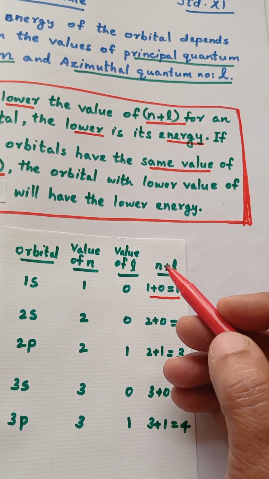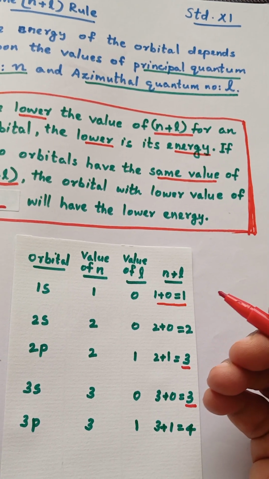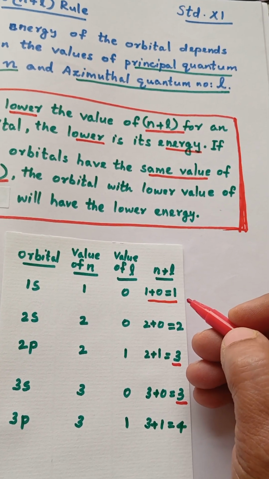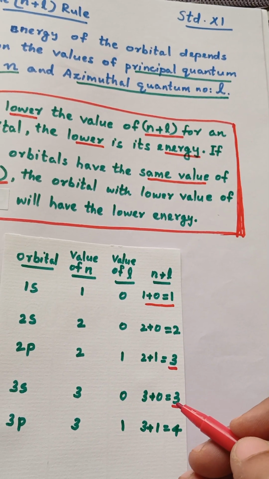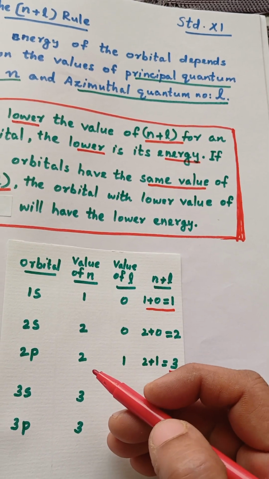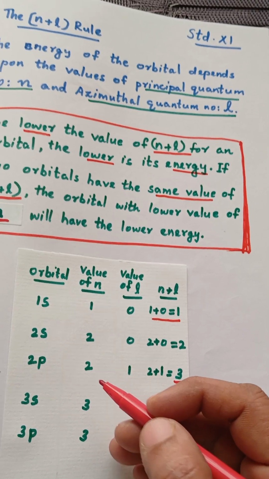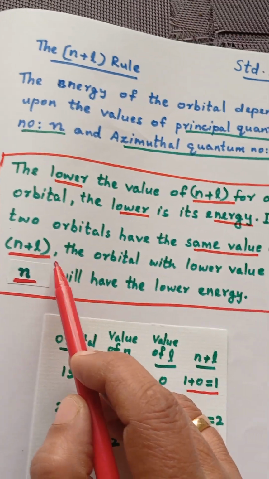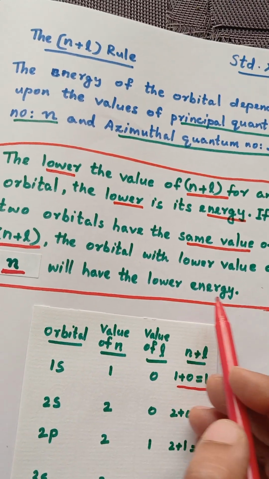If the n plus L value of one is greater and the other is smaller, we know that the one with the smaller number will have smaller energy. N plus L, if it is smaller, it will have lesser energy. But if the n plus L values are the same, then we have to look at the n. What is the n value? The energy will depend on the n value. That is, if two orbitals have the same value of n plus L, the orbital with lower value of n will have the lower energy.